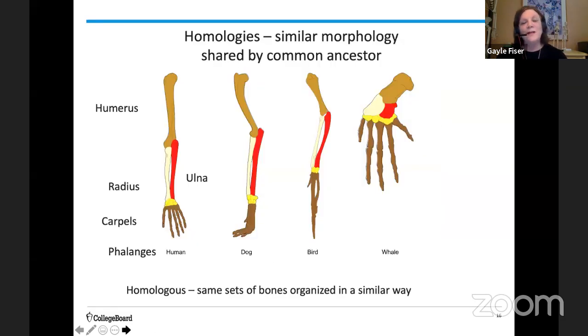All right, so homologies, similar morphology shared by a common ancestor. So homologous means the same set of bones organized in a similar way. So if you look at this human arm, okay, you have your humerus, you have your radius, your ulna, your carpals, your phalanges. And if you look at this dog, bird, and whale, there's the same organization pattern in those bones. And they function in a similar way.